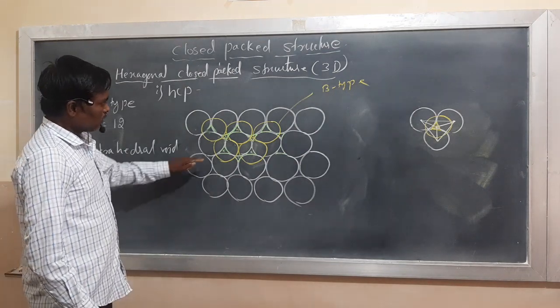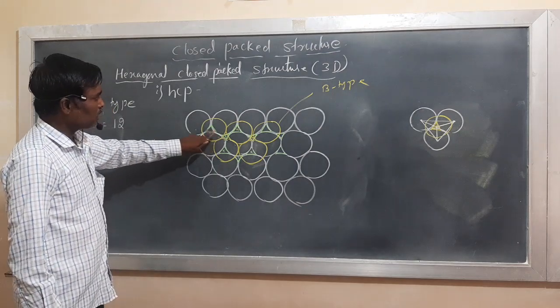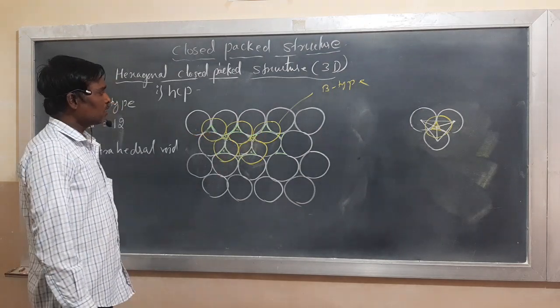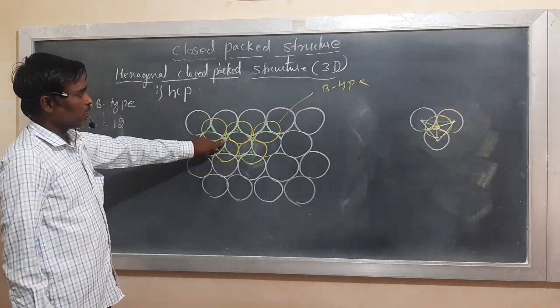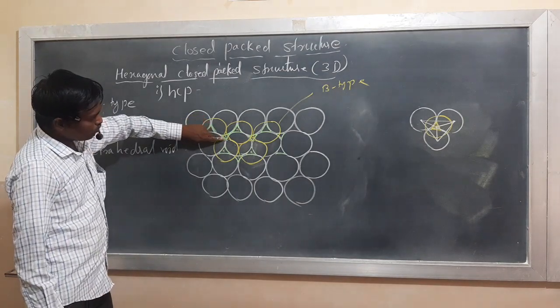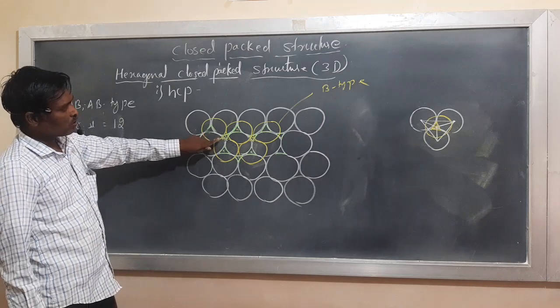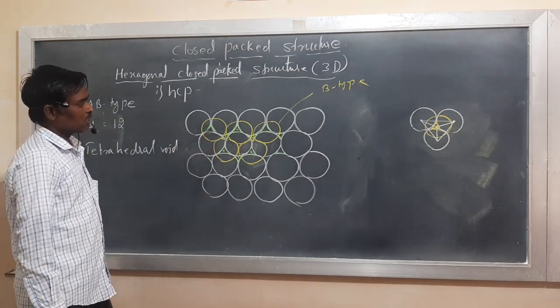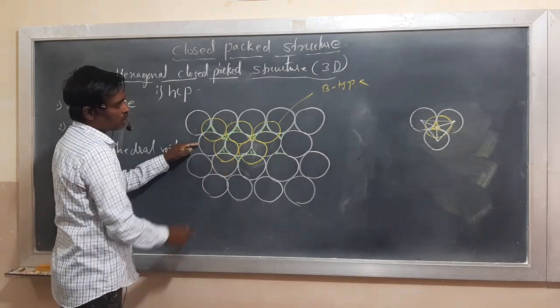So there is B type of voids. A type of voids are the tetrahedral voids, and B type of voids. Okay. Let's look at this diagram. So B type of voids are surrounded by 6 spheres. In a plane, there are 3 spheres.